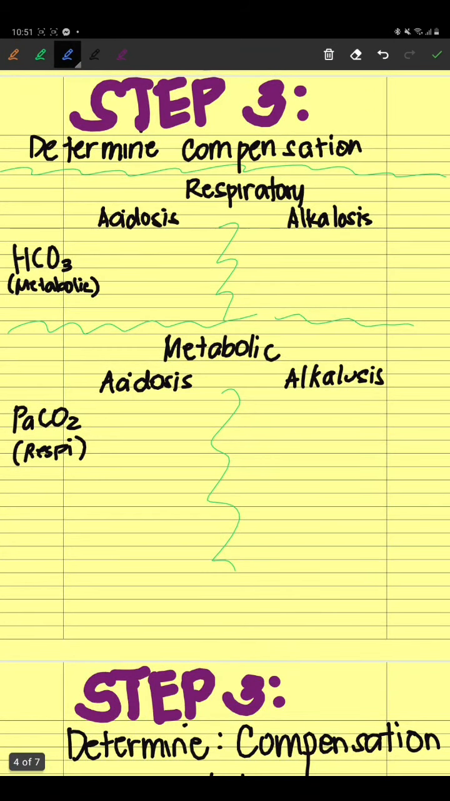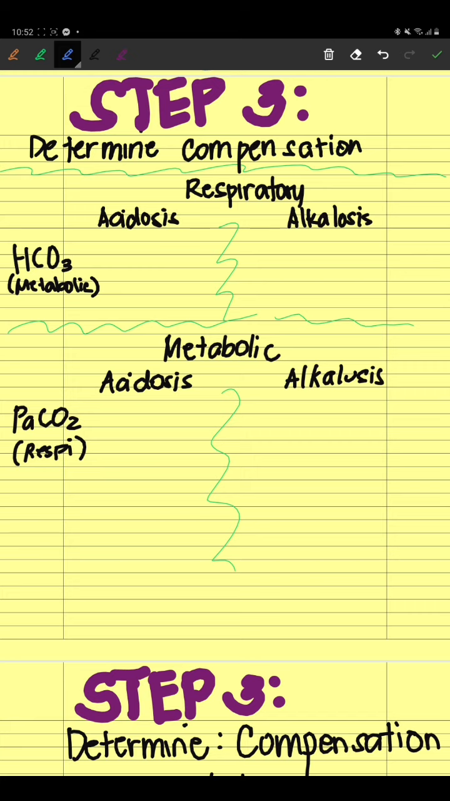Now, let's go to step 3. Nasabi natin in your step 1, determine the pH muna, whether it is acidosis or alkalosis. Step 2, determine whether the problem is respiratory or metabolic. Ibig sabihin, saan nag-uugat yung problema? Sa lungs ba or respiratory ba ang problema? Or sa metabolic? Either in the kidneys or, for example, sa digestive system natin. Ayan.